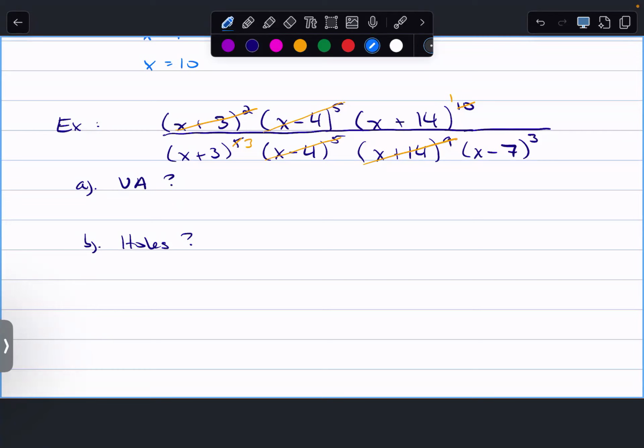Okay. So once you've canceled, the ones that are left over in the denominator can't become 0, because at those values that make it 0, you have a vertical asymptote. So here, if x is -3, you get a vertical asymptote, and if x is 7, you get a vertical asymptote. So here at x equals -3 and x equals 7. I should highlight, make it bigger, -3.